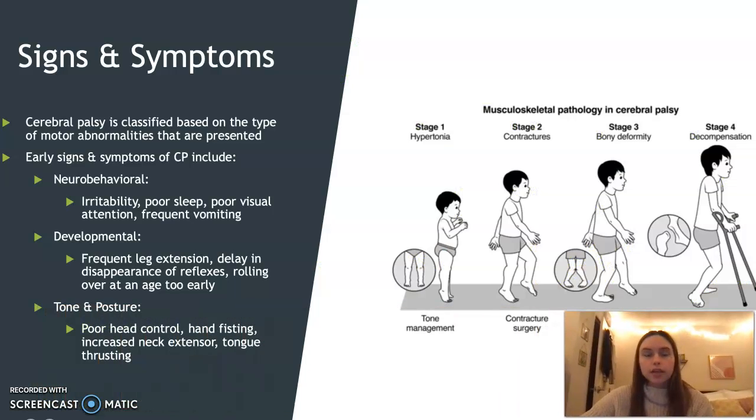So now that you know what CP is, let's talk about the signs and symptoms. Cerebral palsy is classified based on the type of motor abnormalities that are presented. So early signs and symptoms of CP include, there's three different categories. The first category is neurobehavioral, and the symptoms in this category would include irritability, poor sleep, poor visual attention, and frequent vomiting. The next category would be developmental. Different symptoms and signs under this category are frequent leg extension and delay in disappearance of reflexes.